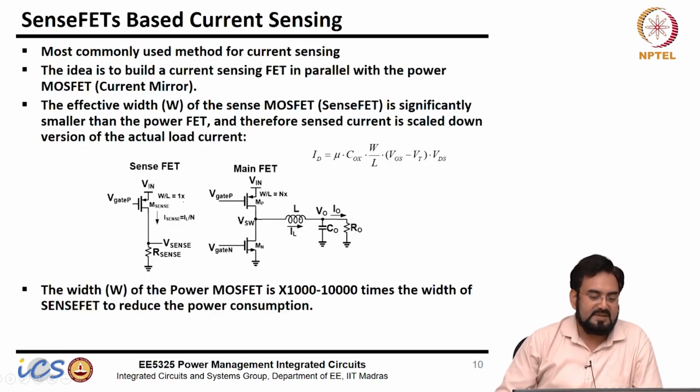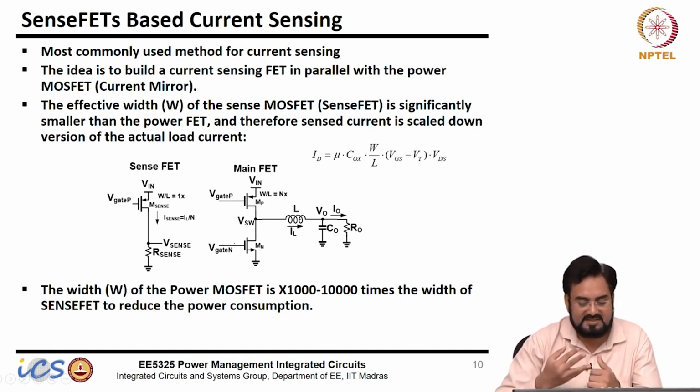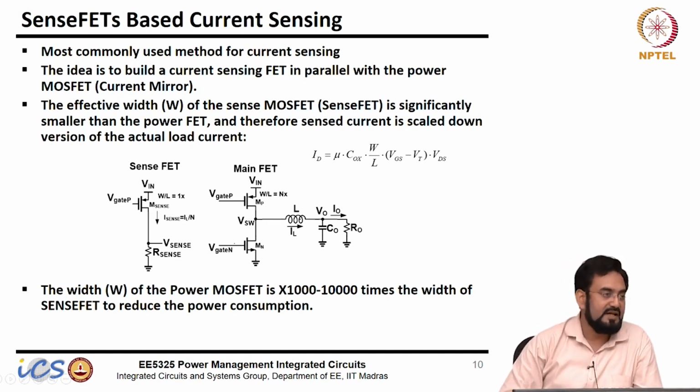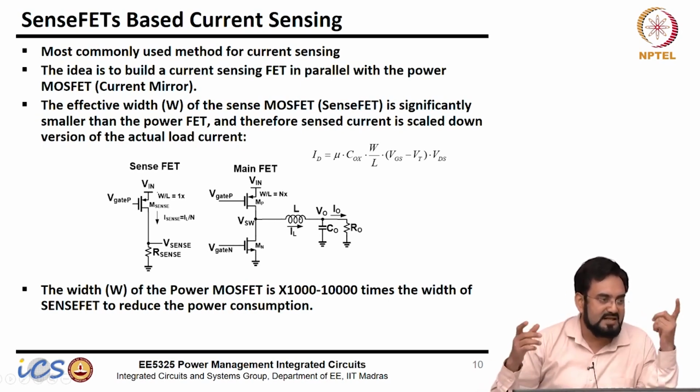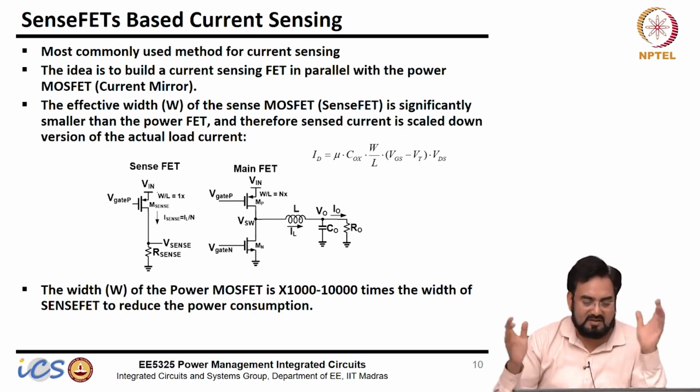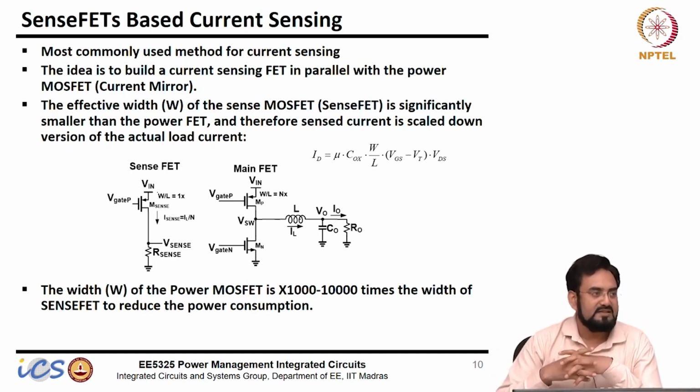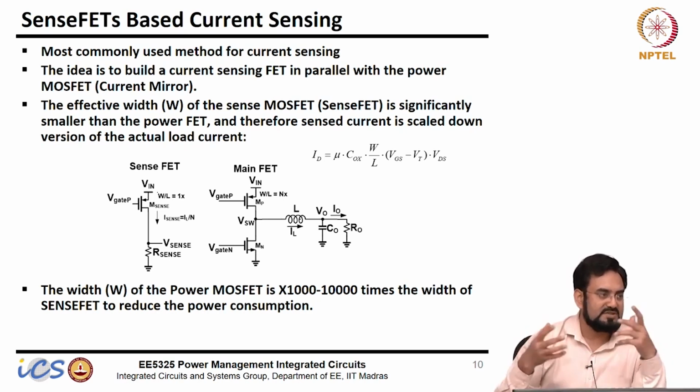So this is sense FET based current sensing, and this is most commonly used if you require very good efficiency and very high accuracy. So what you do actually, it's a current mirror here, sense FET, but since this is operating in the linear region, in the current mirror actually if you have a VDS mismatch and channel length modulation is not very high, then the current is almost the same.